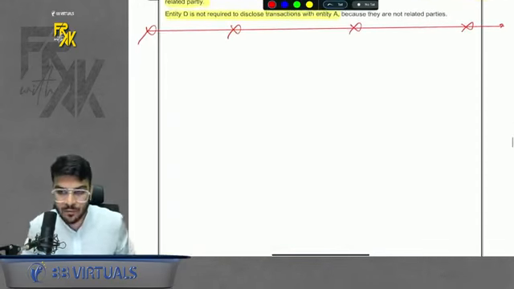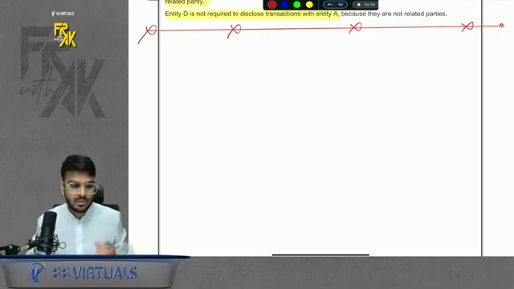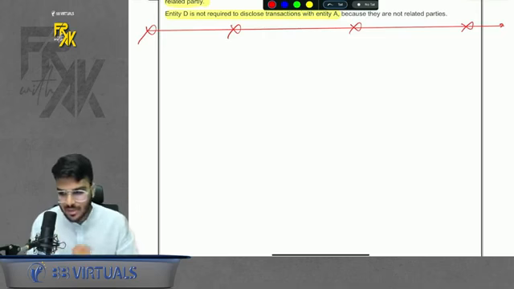I hope this revision was helpful. Do remember this was only a revision. So I've tried to revise all the concepts. But if you want a detailed study, we have done it in the class itself. So I hope this was helpful.